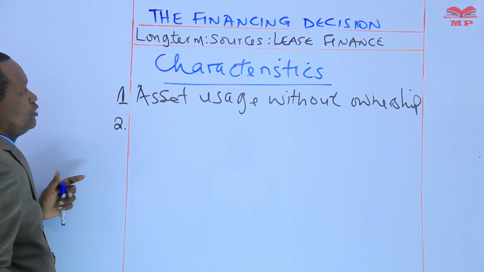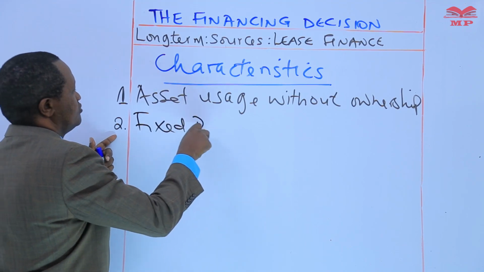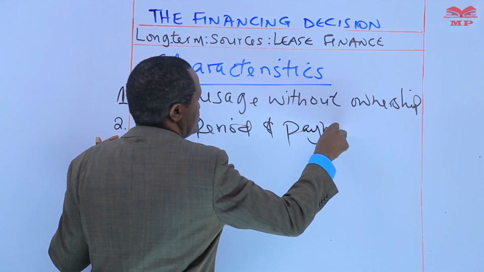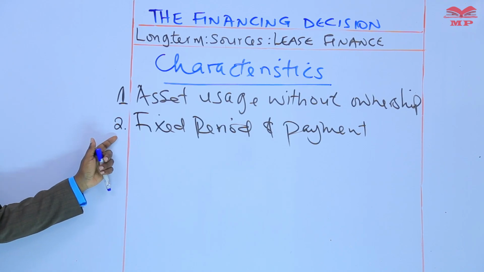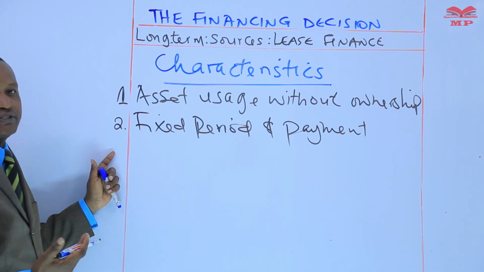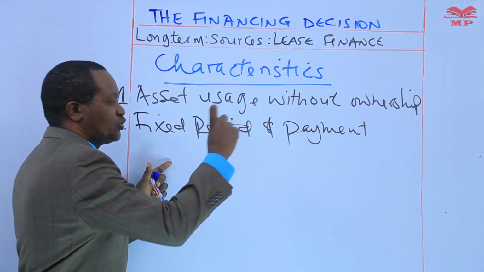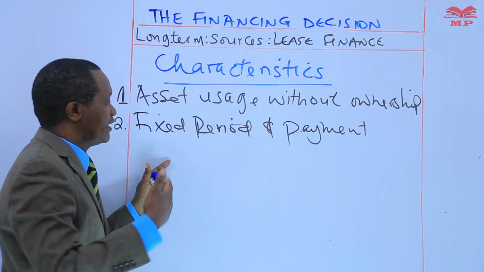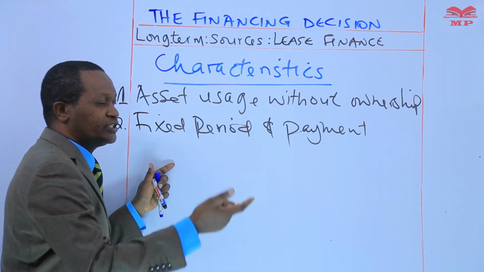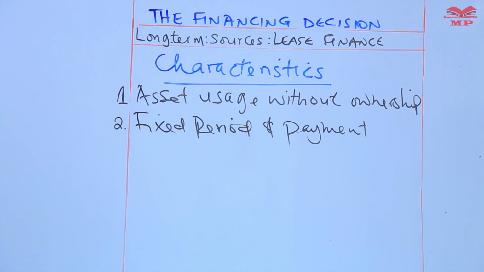Number two, we are outlining the characteristics of lease finance. Fixed period and payments. Lease agreements typically have a fixed lease period or term, and the lessee makes regular payments to the lessor. The one who uses the asset pays the owner regular, fixed payments over a specified period of time. And these payments may include both the principal and interest components. Fixed period and fixed payments.